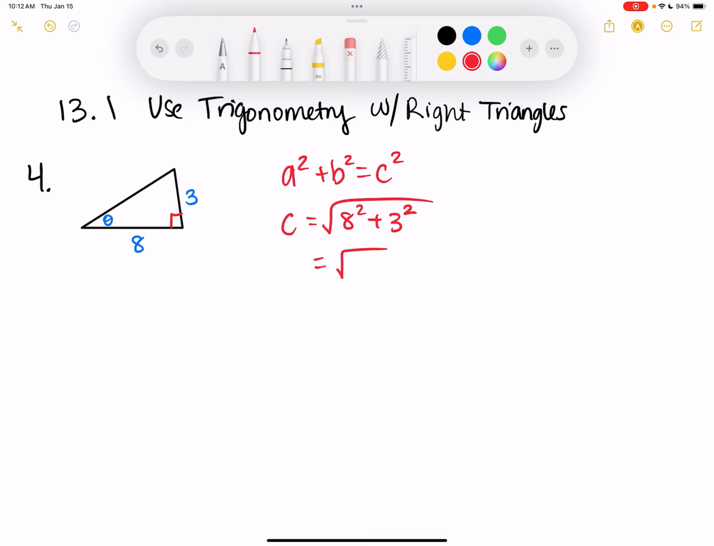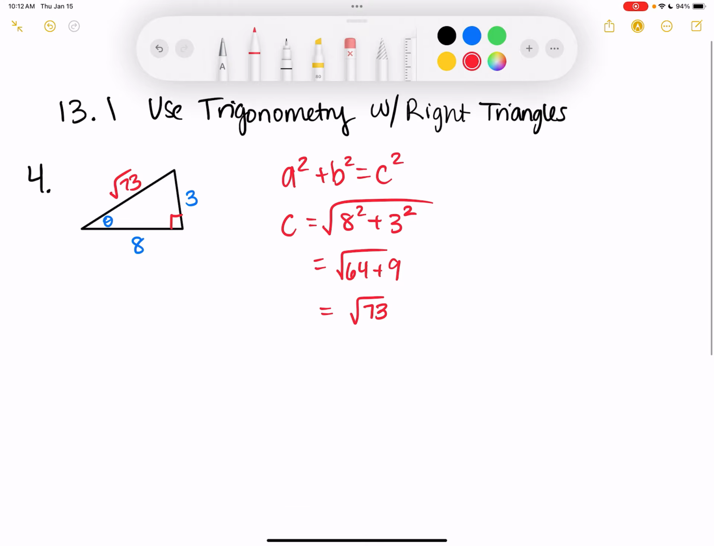So that's the square root of 64 plus 9, which is the square root of 73. If you can break it down, you should break it down. I can't think of anything that this breaks into. I think this might be prime. Yeah, I think it's prime. So we're going to leave it at that. But if it can be broken down, then obviously, like I said, you need to break it down. So now I have all the sides.